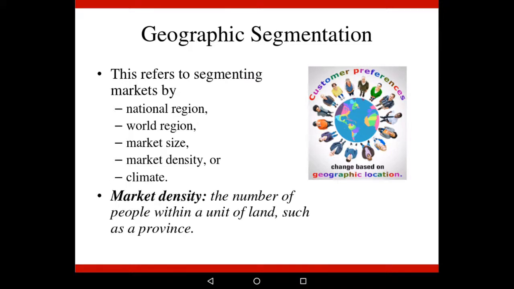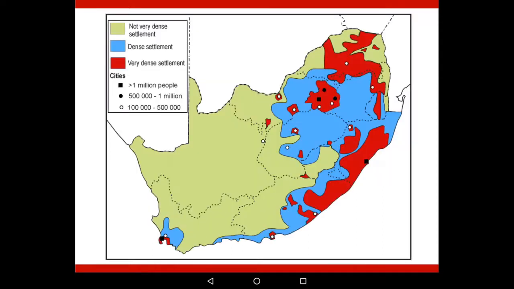So market density is the number of people within a unit of land, such as a province. So it's more dense in certain areas and less dense in others. Okay, this is the density of South Africa. As you can see, the red ones are the very dense settlements. Cape Town has a little bit of a very dense settlement. It's people who are above 1 million people. And then Gauteng, you can see over there, and also the Eastern Cape, quite densely populated. The blue is dense, but it's not that dense. It's usually around the city areas, and then the middle part of South Africa is not very dense. It's quite hot and dry in the middle of South Africa, so not a lot of people like to stay there.